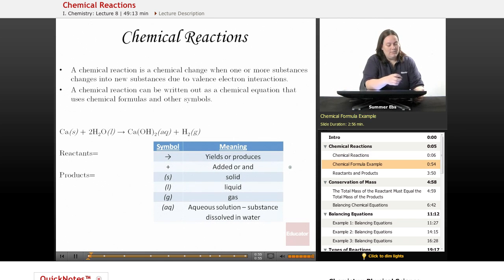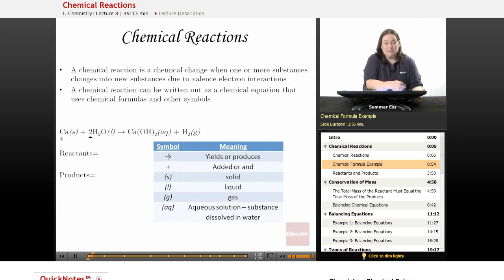In our first chemical formula, we have Ca, which is calcium, that's the symbol from the periodic table, plus, and then there's a 2 in front of H2O. H2O is water, or dihydrogen oxide, and then there's an L in parentheses. Then we have an arrow, and then another formula, and then another formula. So let's break this down a little bit better.